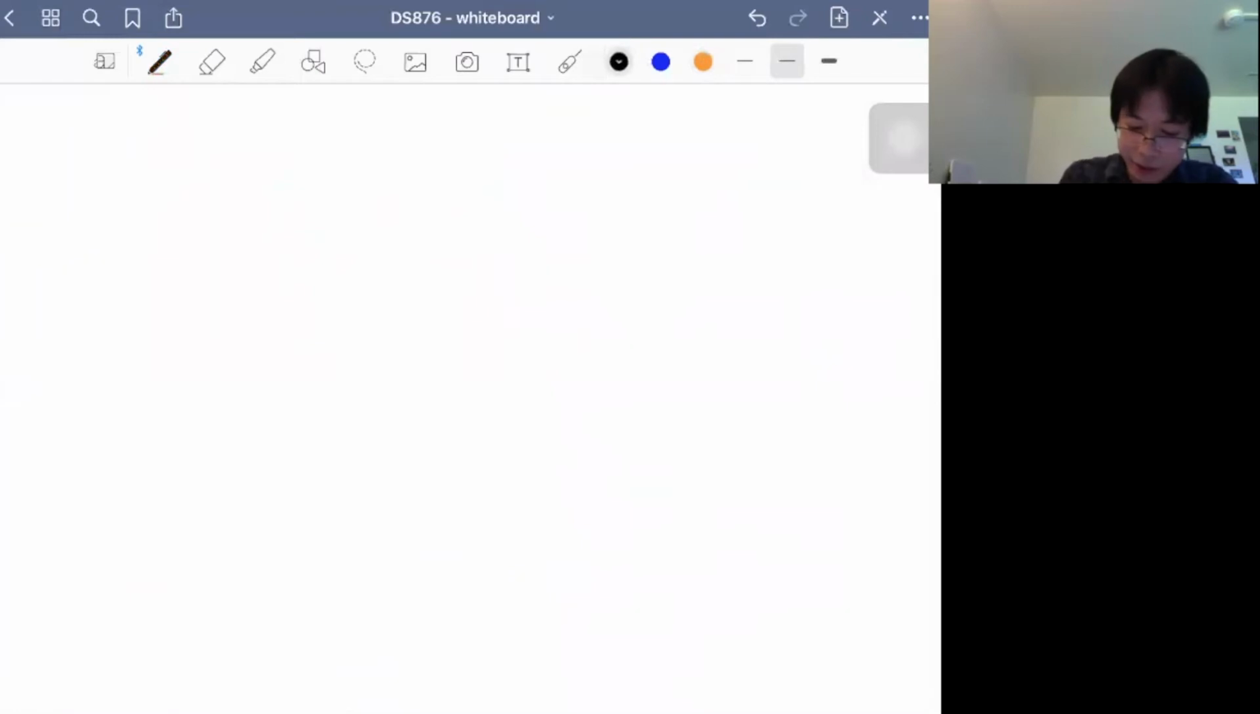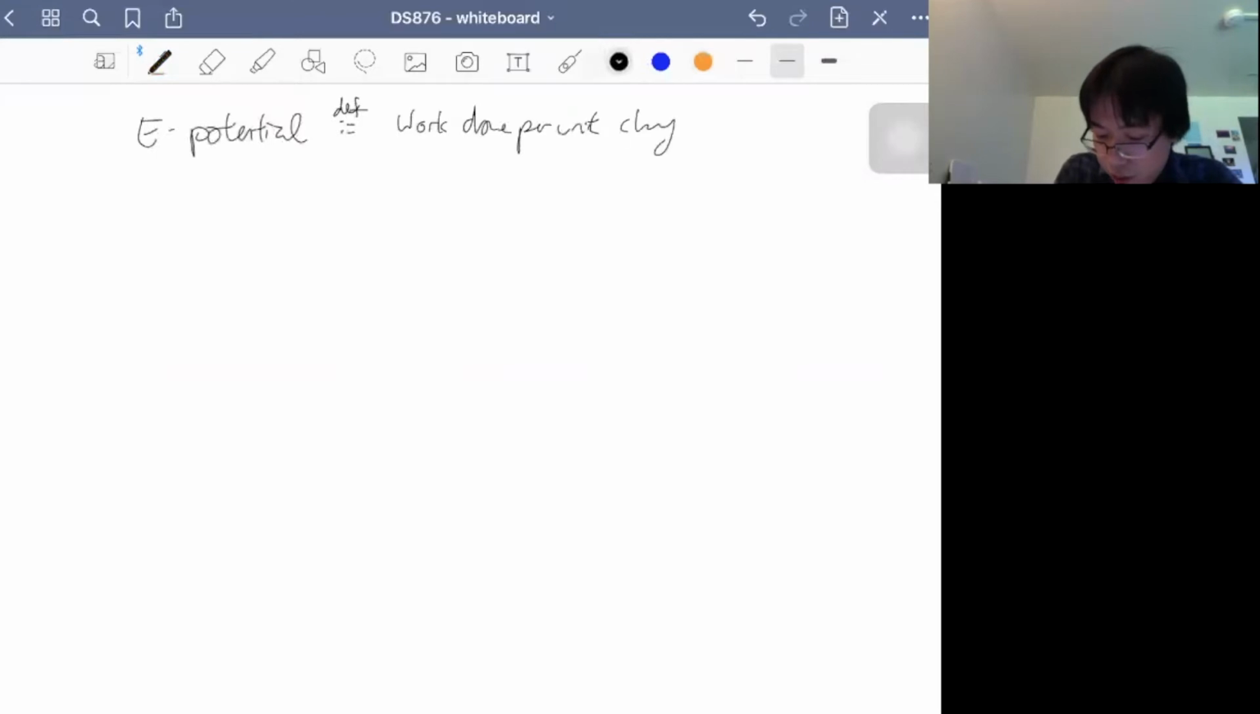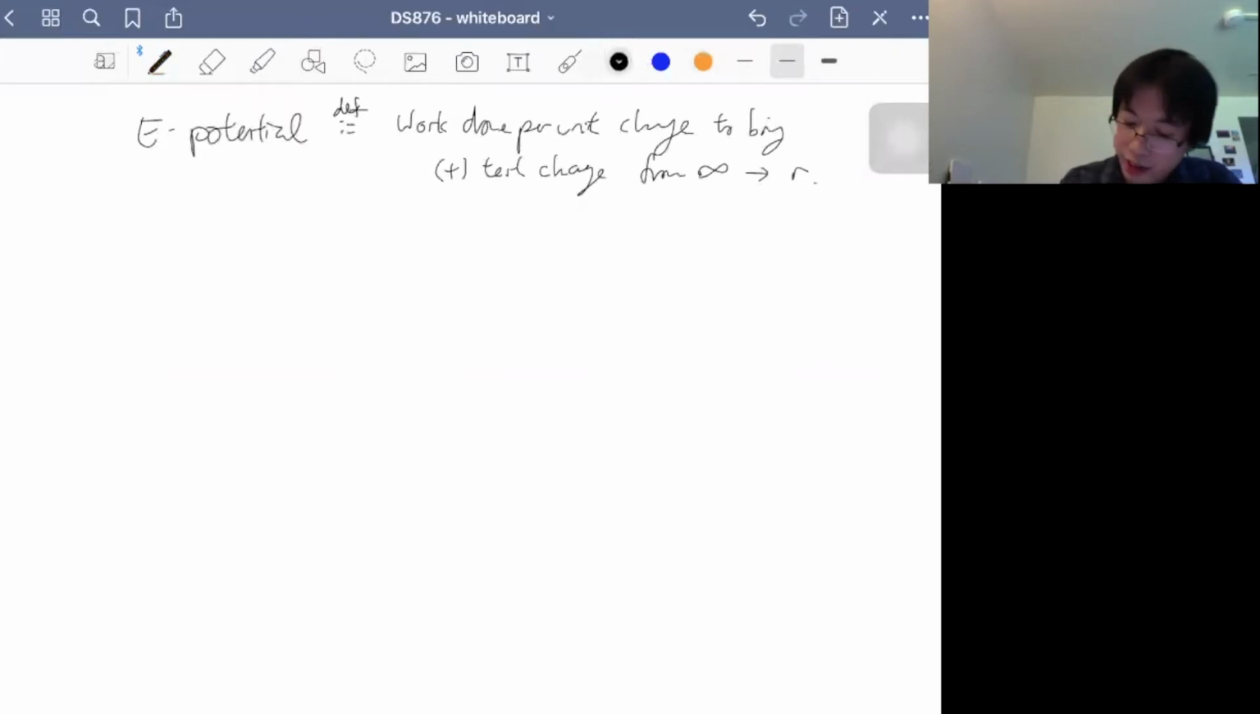Okay, so that is electric field. How about potential? What's electric potential? Electric potential, know the word definition. The definition is the work done per unit charge to bring a positive test charge from infinity to a certain location. All right, let's break this down.